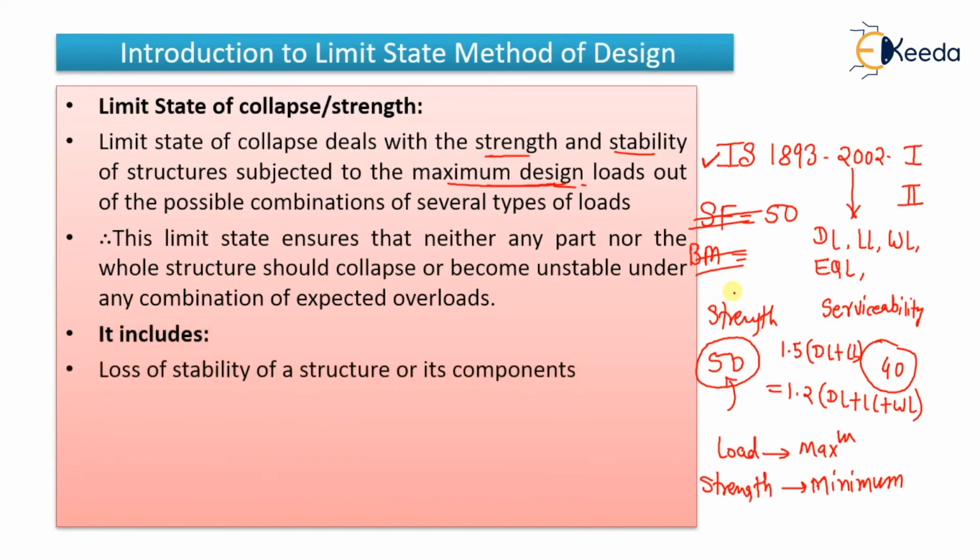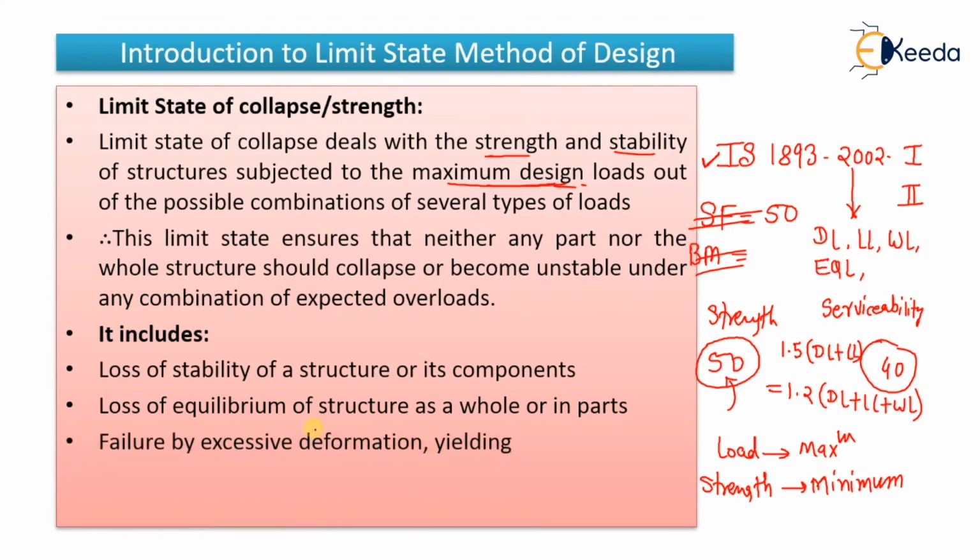So what it includes, as I told you: loss of stability will come under the category of limit state of strength. Then loss of equilibrium, if your structure is not in equilibrium as a whole or in part, will also come under the category of limit state of collapse or strength. Then failure by excessive deformation and yielding will also come. You will think that deformation was under the category of serviceability, but it is not only deformation, it is failure by excessive deformation. If it is failing, then it will come under the category of collapse or strength. Even the yielding will also come under the category of collapse or strength.